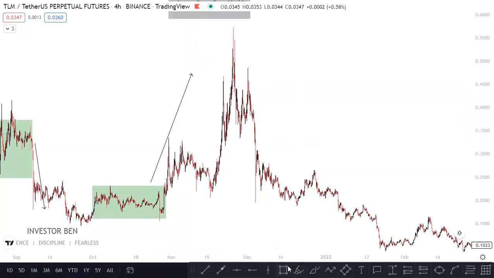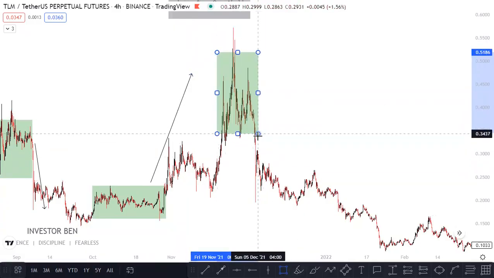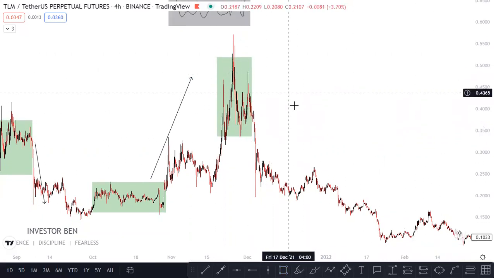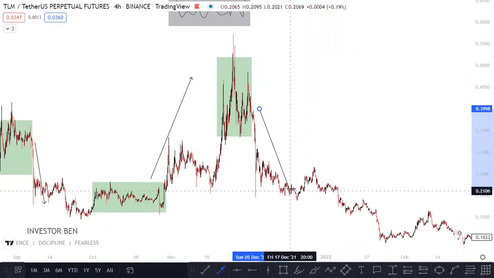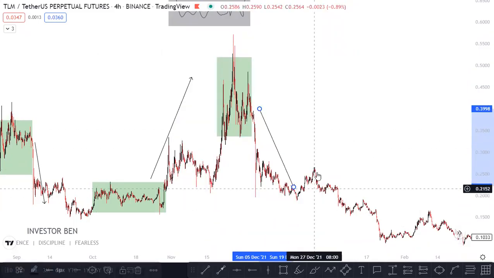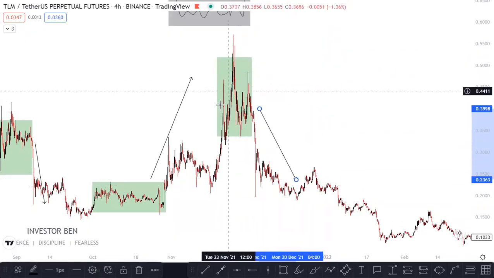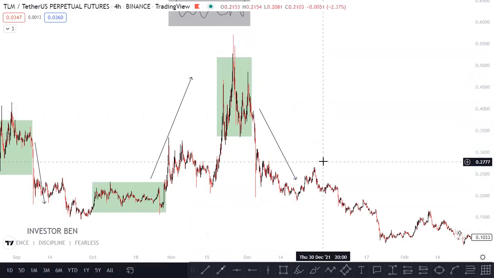And after the markup phase, what happened? We had to drop, right? And we had a distribution at this point. And after the distribution formed, what did the price do? We had a markdown phase, and that is the phase of people taking profits at distribution, then leading to the markdown.